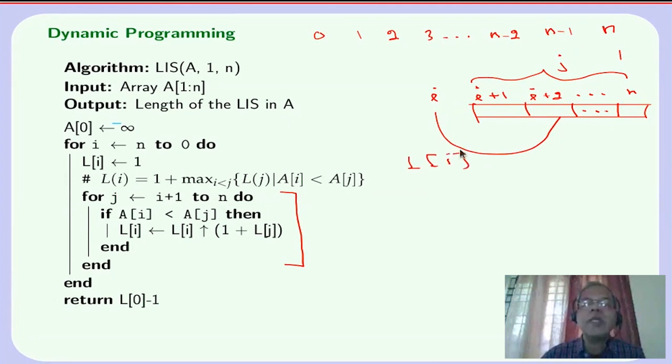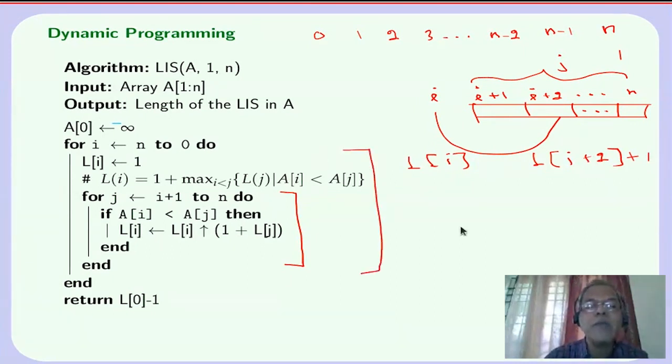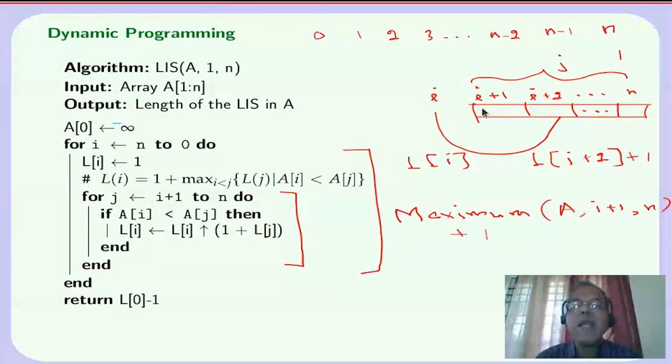L at I is something. This is L at j, suppose A at I plus 2 is larger. Compare these two things. This one is necessary. Whichever is larger, there is a new value of L at I. Basically, what we are finding out here is the maximum. Only that it is not simply finding out what is the maximum value in the subarray I plus 1 to n, but the maximum value in the subarray I plus 1 to n, considering only those elements which are larger than A at I, and therefore I do not use this notation.